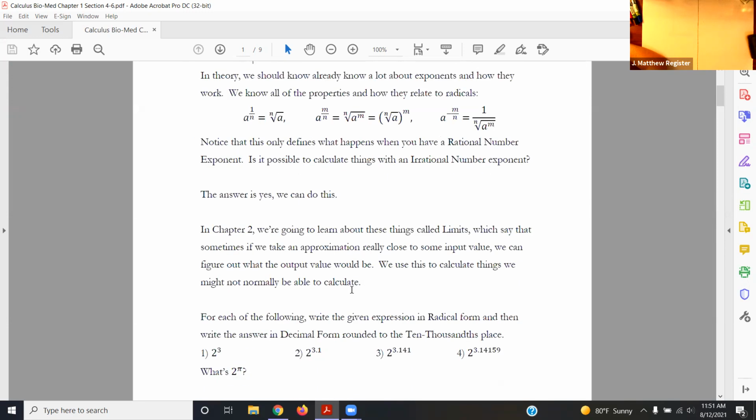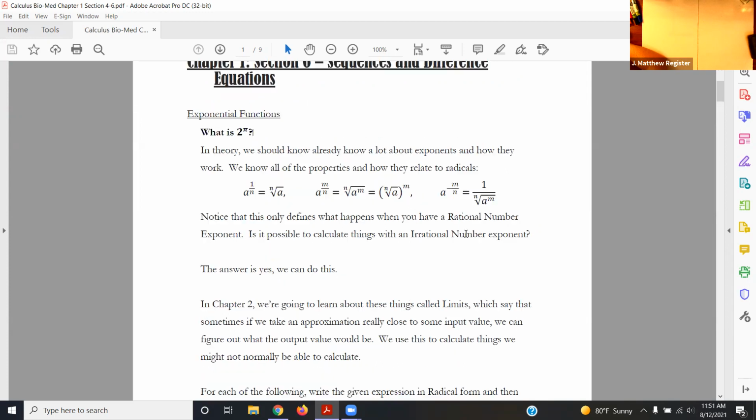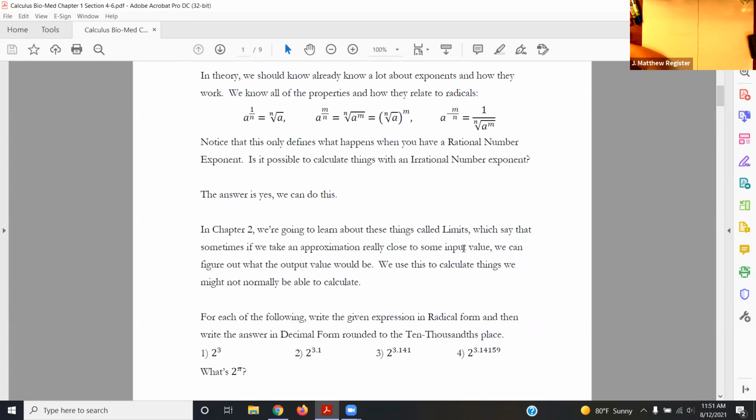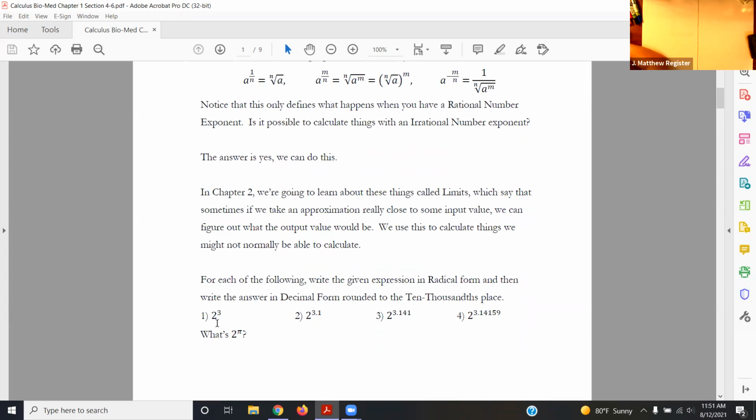Chapter 2 leads to these ideas of limits, the idea of what if we approximated it in an infinite way? And the way we would actually break it down is we could start with the idea of what is 2 to the 3. And well, 2 to the 3, we know that's 8. Well, what's 2 to the 3.1? Well, that is a rational number, so we should be able to figure that out. Same with 2 to the 3.141 or 2 to the 3.14159. The further out we go, the closer we're going to get to an approximation for 2 to the pi.